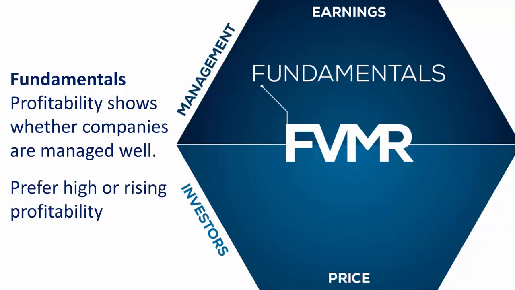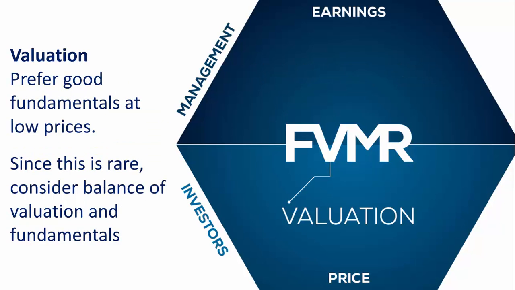Our first element is fundamentals, because we think that profitability shows whether a company's managed well. And of course, in investing, we would prefer high or rising profitability. Now, the next element is valuation. This is on the bottom of the diagram because it's related to price and it's driven by investors. In fact, management probably shouldn't worry too much about the valuation. When we look at investing, we want to look for companies that have good fundamentals at a low price. But of course, we know it's rare to find that combination.